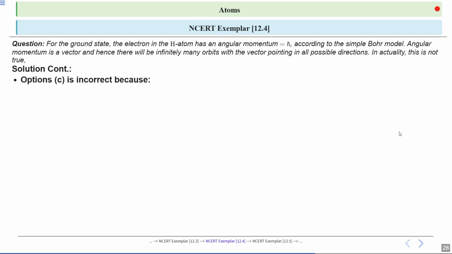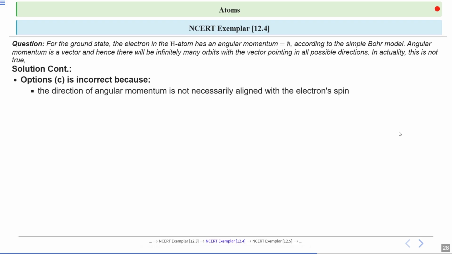Now let's focus on why option C is incorrect. We are going to break down the reasoning step by step. So first, notice that the direction of the electron's angular momentum is not always aligned with the electron spin. There are two separate properties. The orbital angular momentum comes from the electron moving around the nucleus, while spin is an intrinsic property of an electron itself, like a tiny bar magnet.